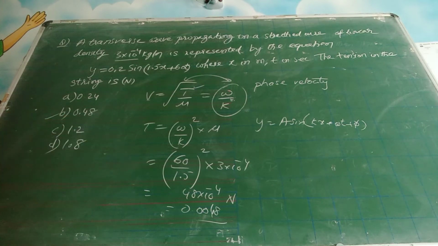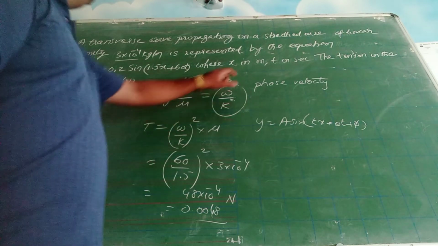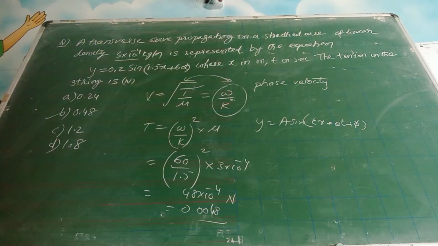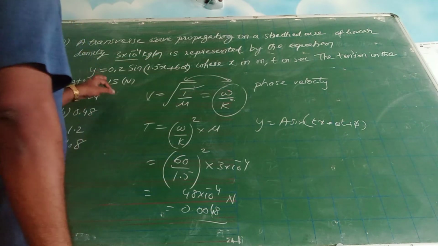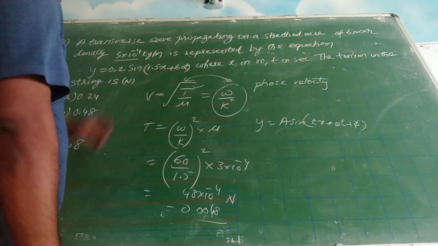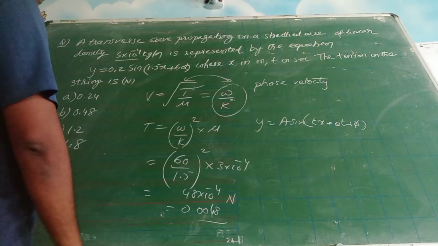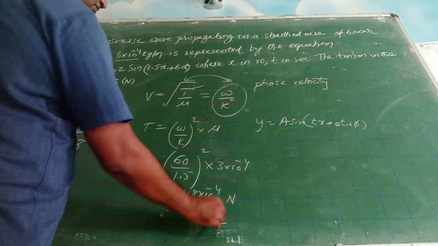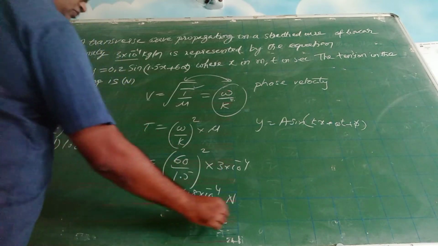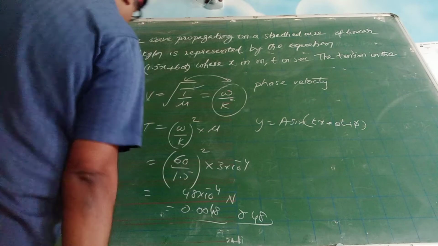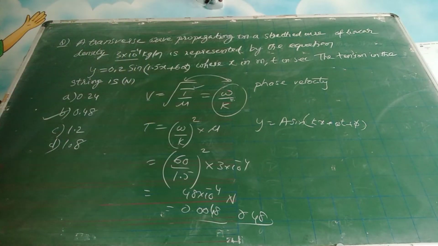Just check if I have, maybe y is in centimeters, let us just check that. If y is in centimeters, then this has to be multiplied with 100. Yeah, so this whole thing has to be multiplied with 100. So you will get 0.48. Okay, option B is the right answer.